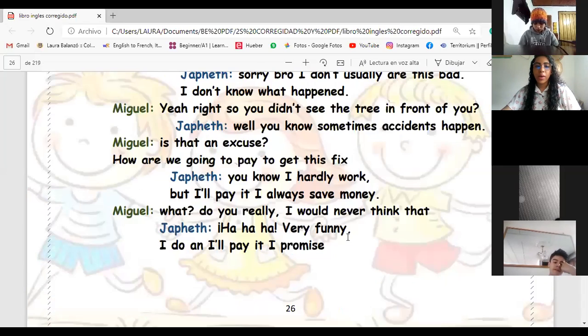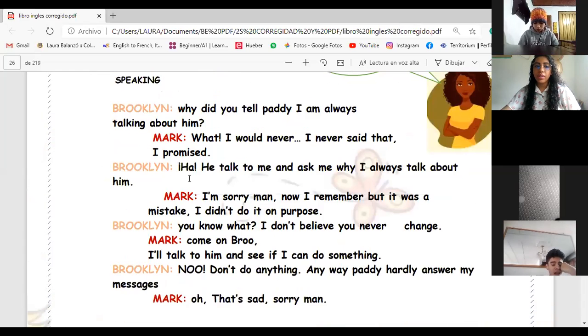All right. So we're gonna practice our pronunciation with the WH questions. Why? Voy a subrayar nuestras pronunciaciones que debemos practicar. Why? Always. Would. Right? Remember. Change. Cambiar. Change.